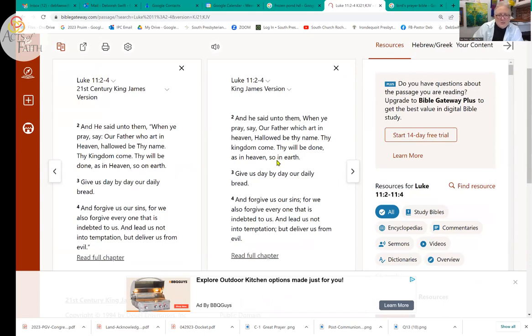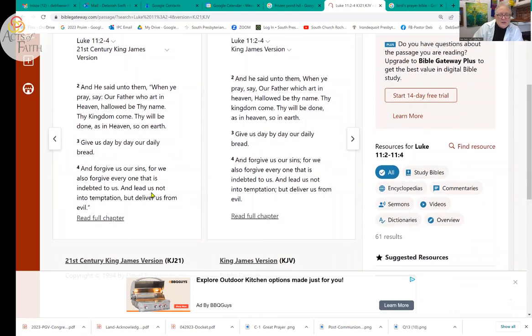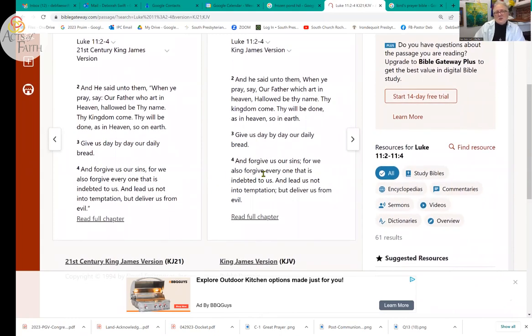Just a few prepositions. Give us this day our daily bread. Forgive us our sins, for we also forgive everyone that is indebted to us. So you can see those two are very similar.